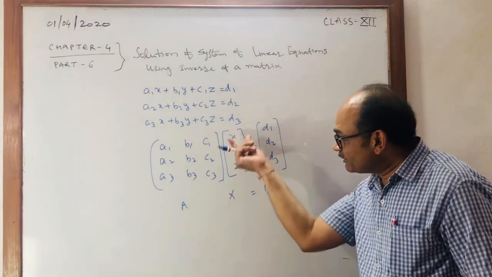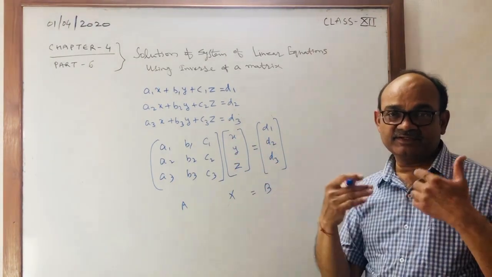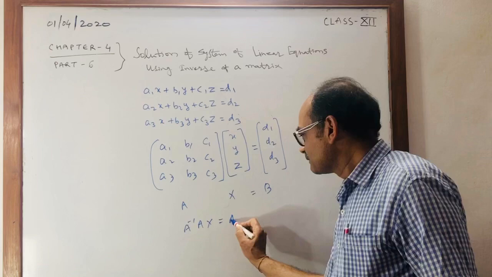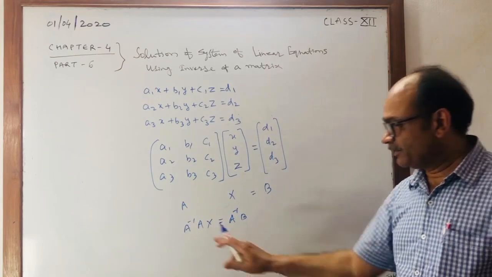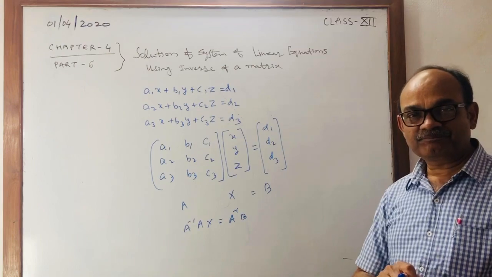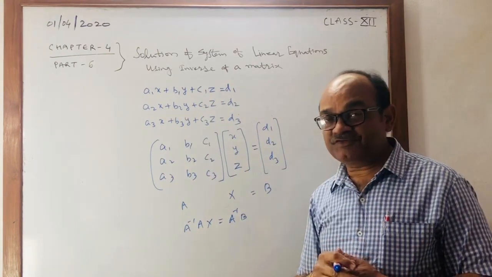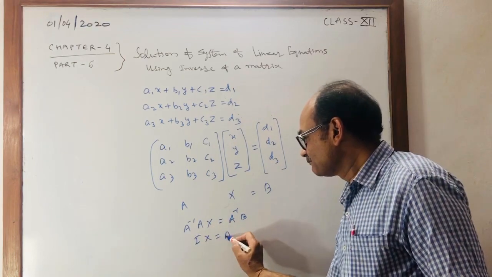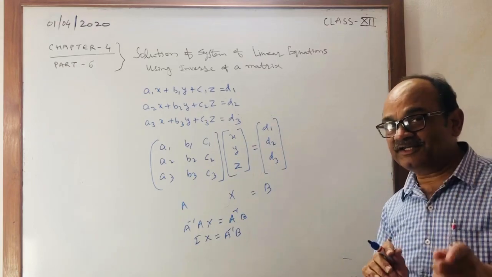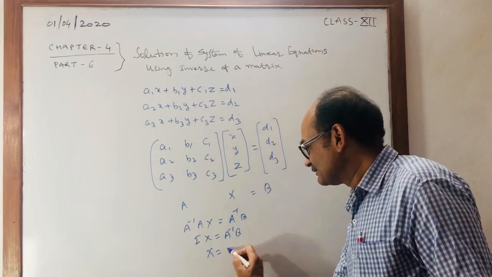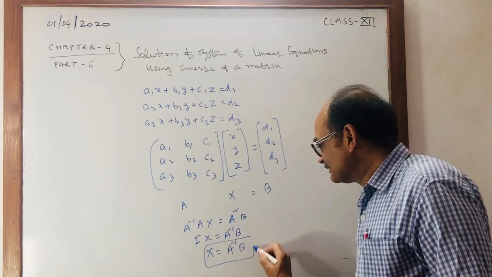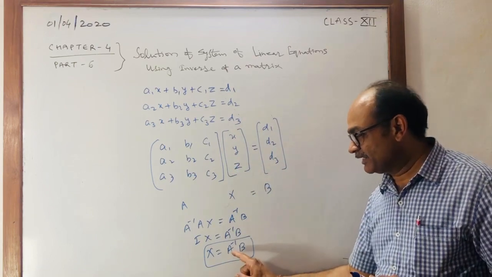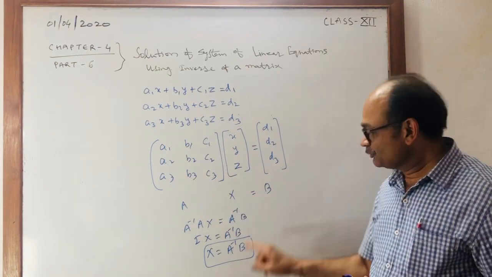Our aim is to calculate only X, Y, Z using the inverse. So if we multiply both sides by A inverse, what are we getting? A inverse into AX equals A inverse B. And in part 5, what have we learned? A inverse into A is nothing but I. And what is I into X? X. So the meaning is, we want to calculate the XYZ matrix only by multiplying the inverse of matrix A to the right hand side matrix B.